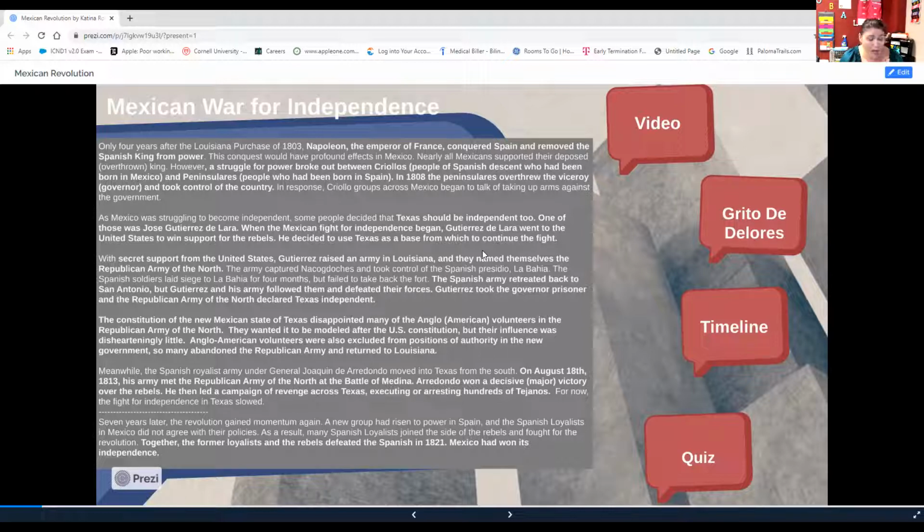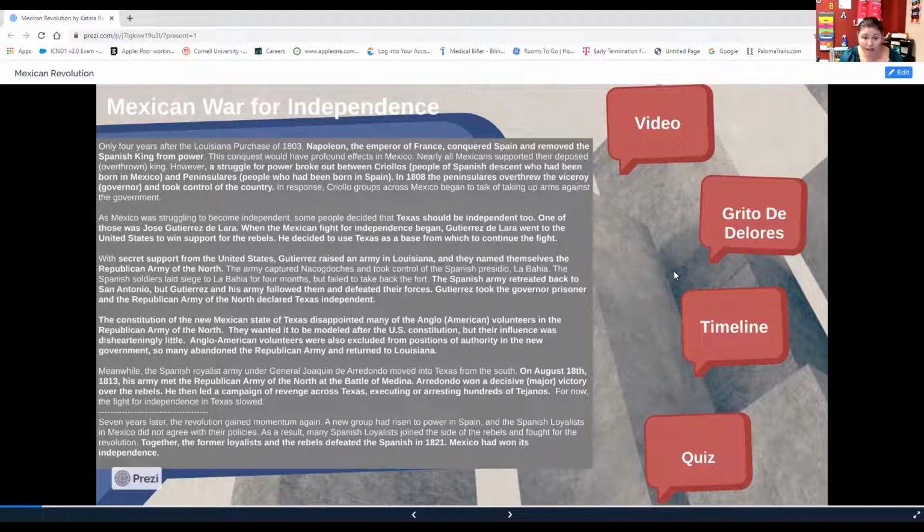As we continue, with secret support from the United States, Gutierrez raised an army in Louisiana, and they named themselves the Republican Army of the North. The army captured Nacogdoches and took control of the Spanish presidio, La Bahia. The Spanish soldiers laid siege to La Bahia for 4 months and failed to take back the fort. The Spanish army retreated back to San Antonio, but Gutierrez and his army followed them and defeated their forces. Gutierrez took the governor prisoner, and the Republican Army of the North declared Texas independence. So here's something to think about.